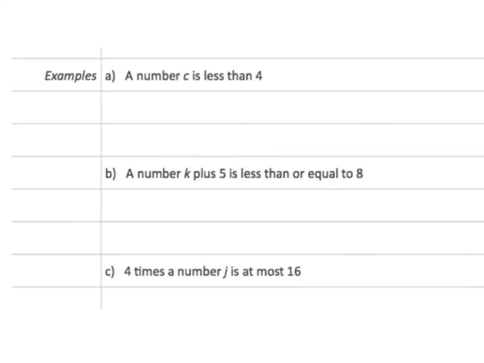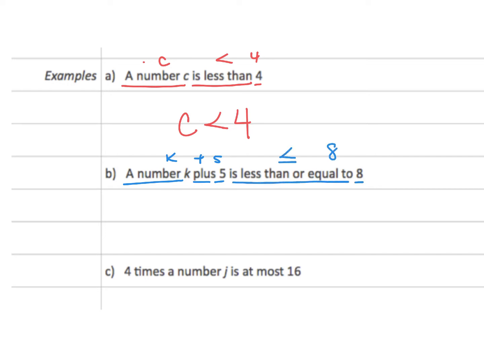So now we're going to write the inequality. A number C, so that's going to be C, is less than 4. So we have C is less than 4. Notice I do the little stuff up on top just to make sure I've got it. A number K plus 5 is less than or equal to 8. So K plus 5 is less than or equal to 8.